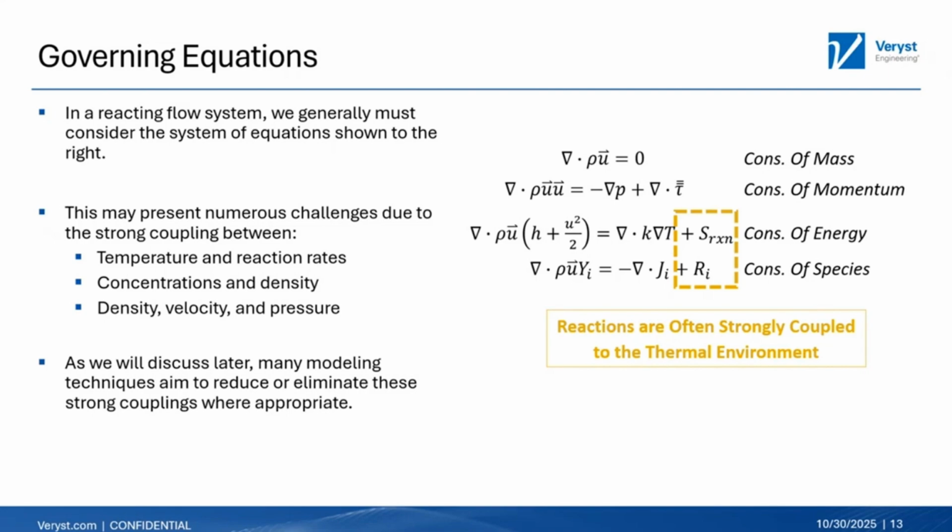In particular, what I've highlighted here is that reactions are often very strongly coupled to their thermal environment. Almost always you'll see reactions expressed in an Arrhenius-type form, where you have an exponential term related to an activation energy and a temperature. And that strong coupling between the temperature and the reaction induces a very strong nonlinearity in these governing equations. So as we'll discuss over the next few slides, many modeling techniques are aimed at reducing or eliminating these strong couplings where appropriate. That is fundamental to any modeling exercise: understanding where we can make assumptions that are reasonable to reduce nonlinearity in our reacting flow system.